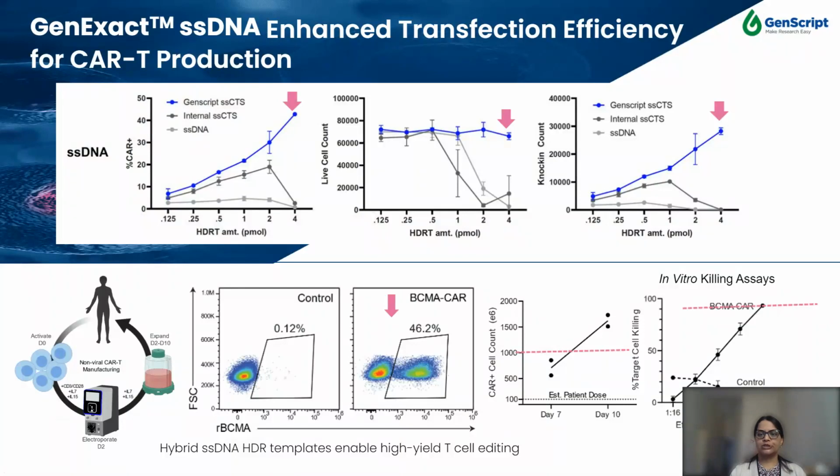And the last two graphs show the knock-in positive live cell count generated by GenScript SSCTC was above the estimated patient dose, and in vitro assay demonstrated efficient killing of PSMA CAR cells.